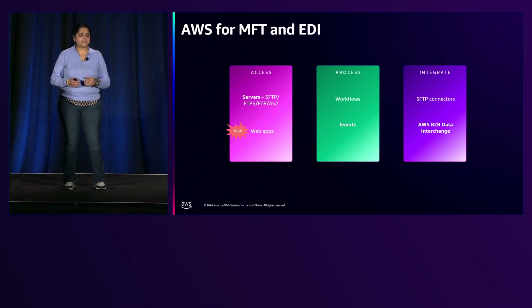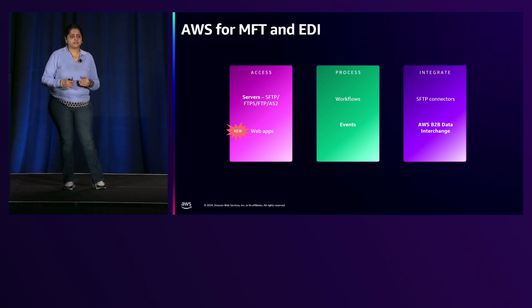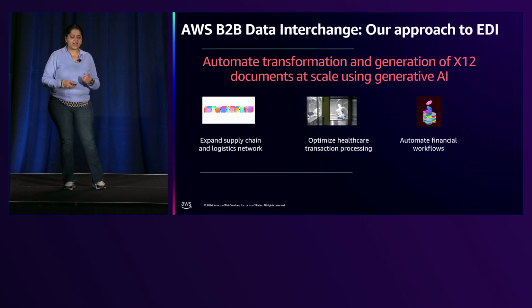And then the last one is AWS B2B Data Interchange. It's a service that we launched last year to automate the transformation of EDI documents at scale. I'm really pleased to say that we recently added generative AI-assisted mapping code generation, which reduces the amount of time and effort it'll take you to build that mapping code.